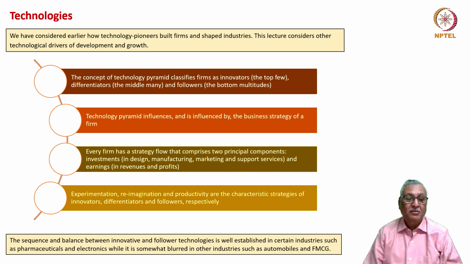The sequence and balance between innovative and follower technologies is well established in certain industries such as pharmaceuticals and electronics, while it is somewhat blurred in other industries such as automobiles and FMCG. Differentiators are closer to innovators than to followers. Differentiators can get patents for their discoveries, for their inventions. They may be following the innovators, but they are also innovative in their own right.